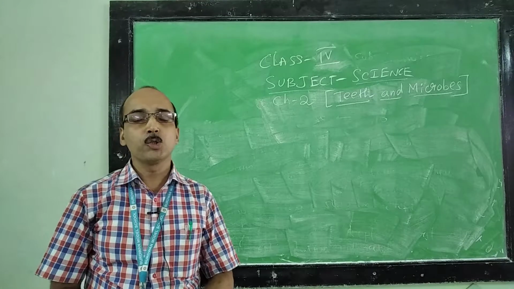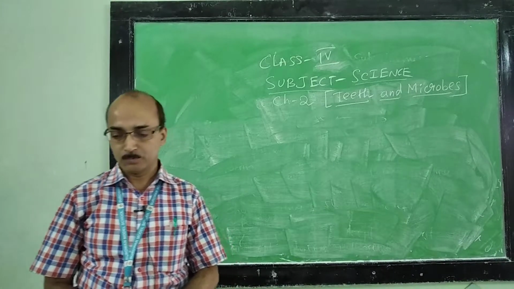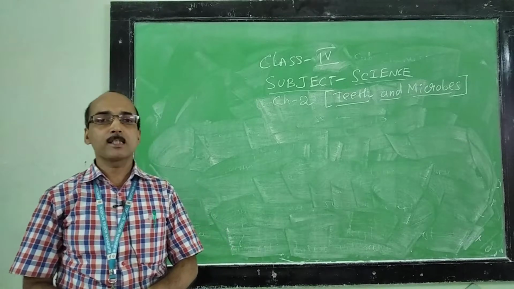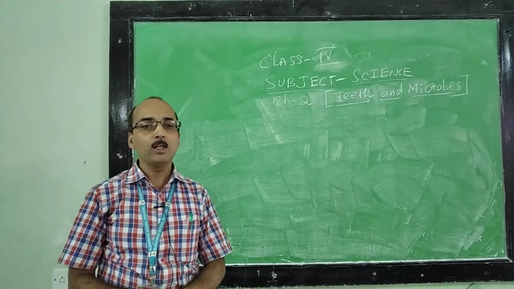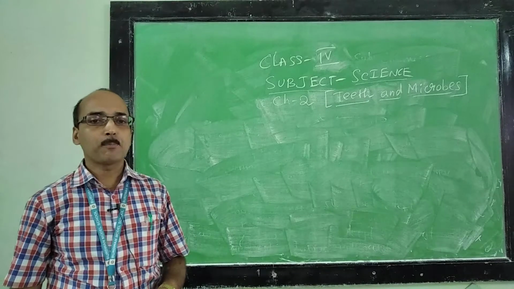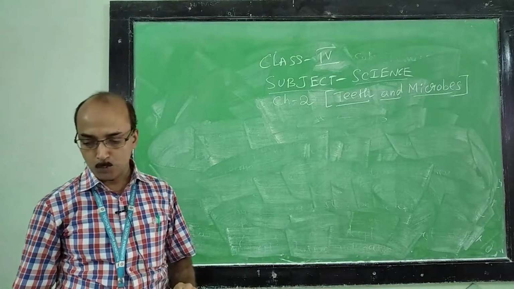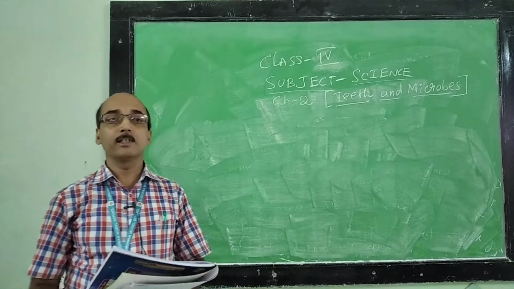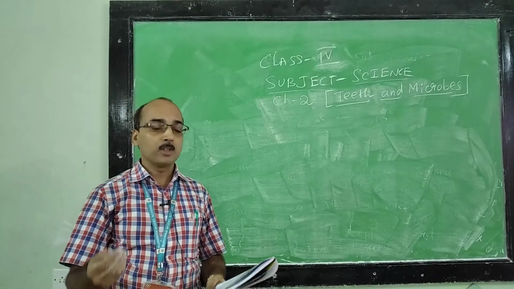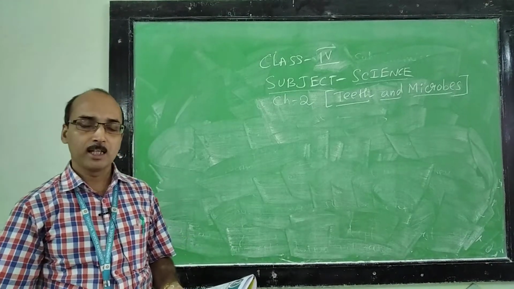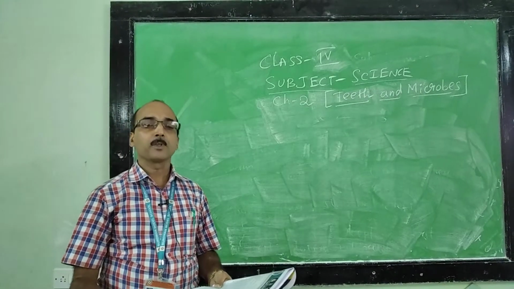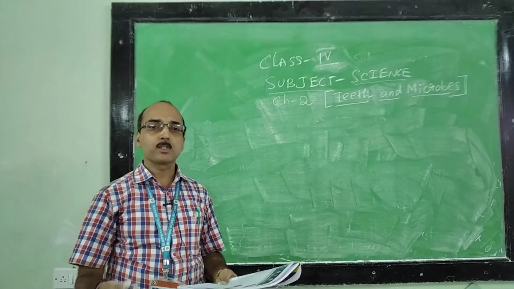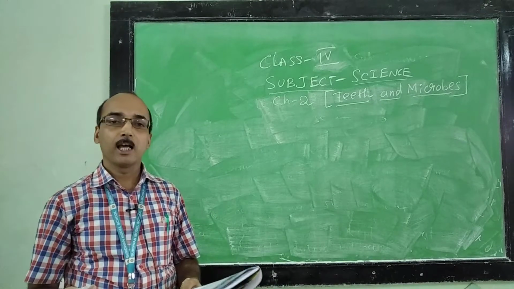Today I will teach you science for class 4. Before starting, let me tell you that in our previous class we have completed chapter number 1. Today we will do chapter number 2, teeth and microbes. In this chapter you will learn about teeth, different kinds of teeth, different sets of teeth, care of the teeth, structure of a tooth, and microbes that cause disease.